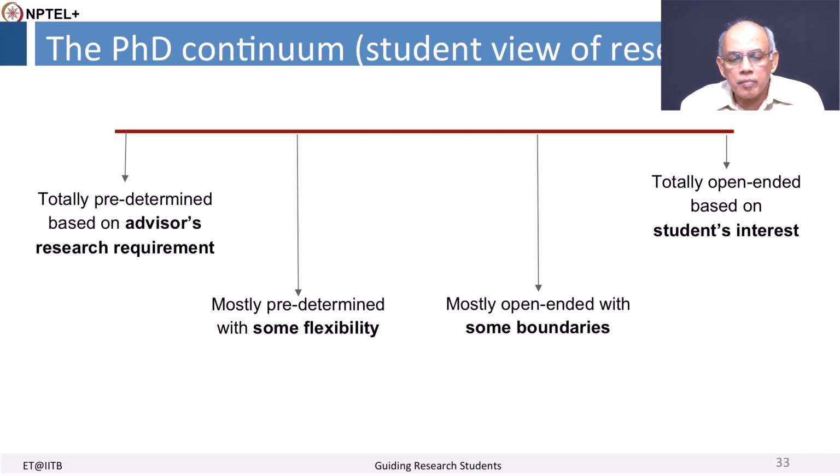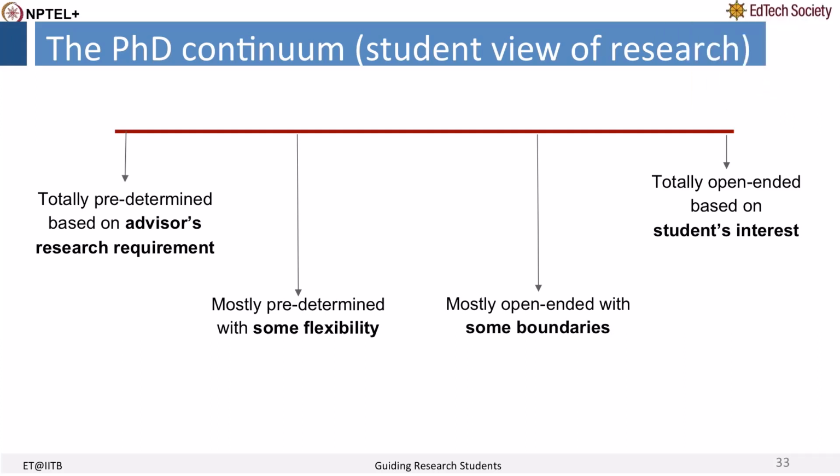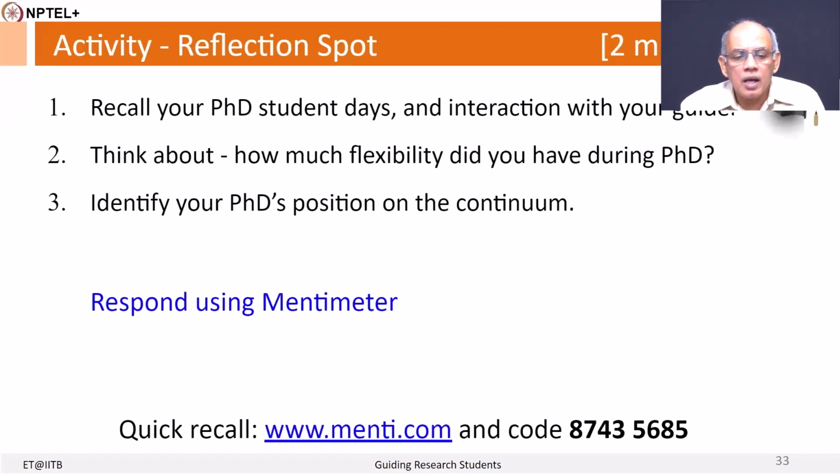In between, there are advisors who talk about mostly predetermined topics but provide some flexibility, while others are mostly open-ended, but they still put some boundaries around what a student can do. So we are all familiar with these categories as a student, right? So now the question is, recall your own PhD student days and your own interaction with your guide, and think about how much flexibility you had, thereby identifying your guide's position on the continuum.